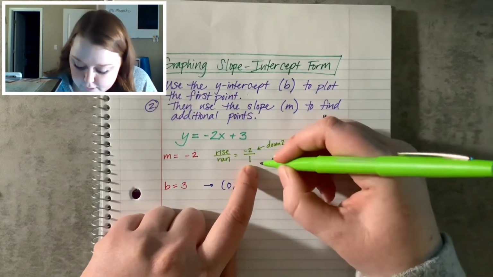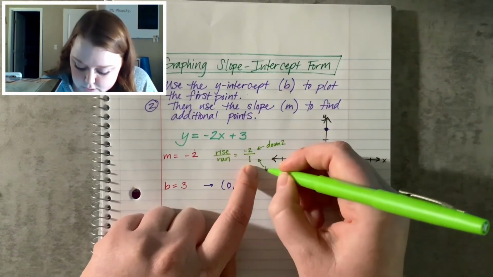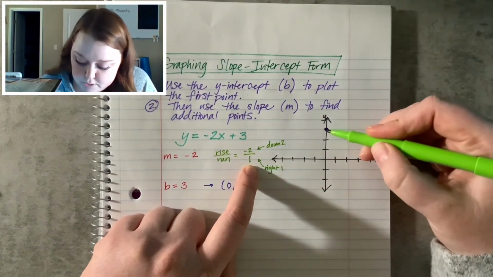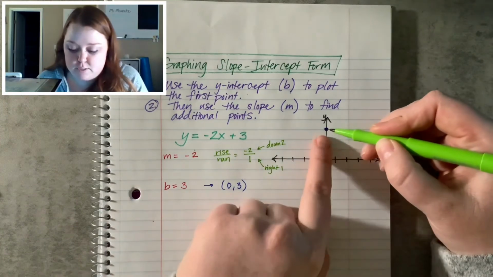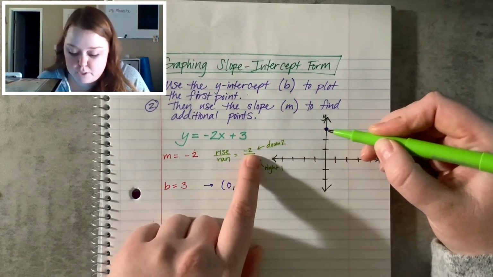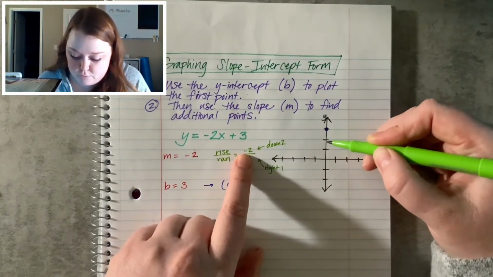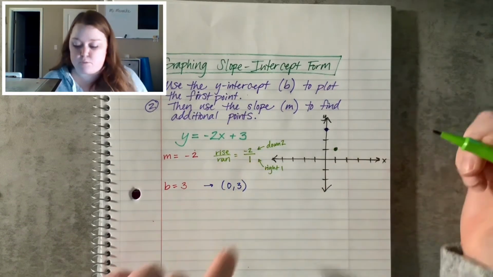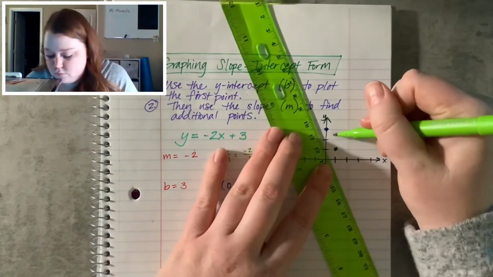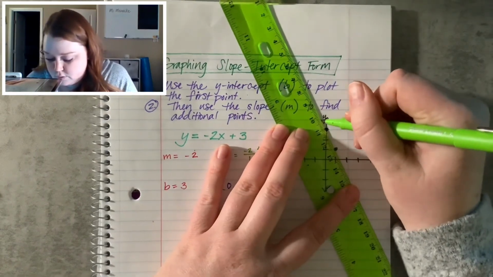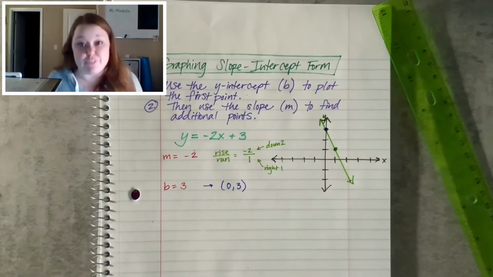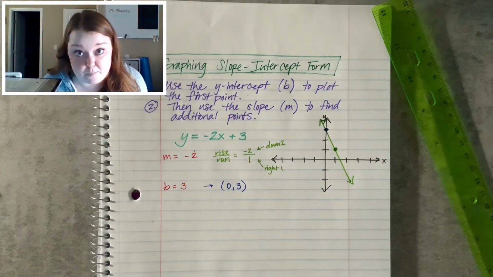The fact that it's a positive 1 is going to tell you go to the right 1. So from this y-intercept that we put on there, now I'm going to use the slope to move. I'm going to go down 2, right 1. Boom. There's my next point. Connect those 2 points, put arrows at the ends, and you just graphed in slope-intercept form.